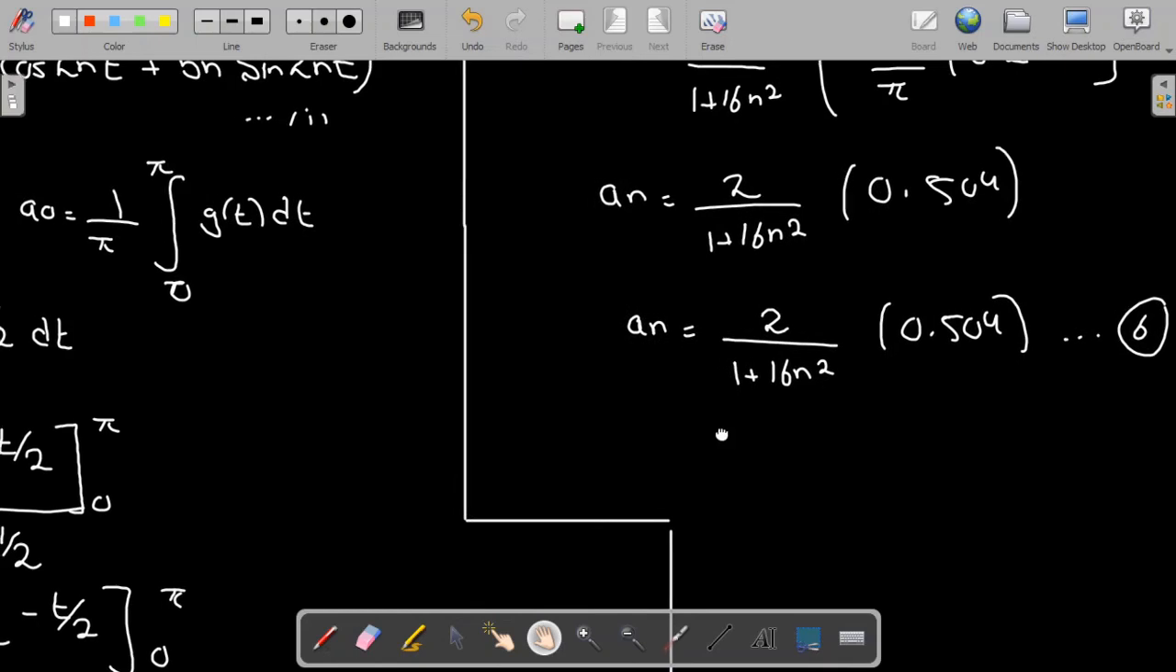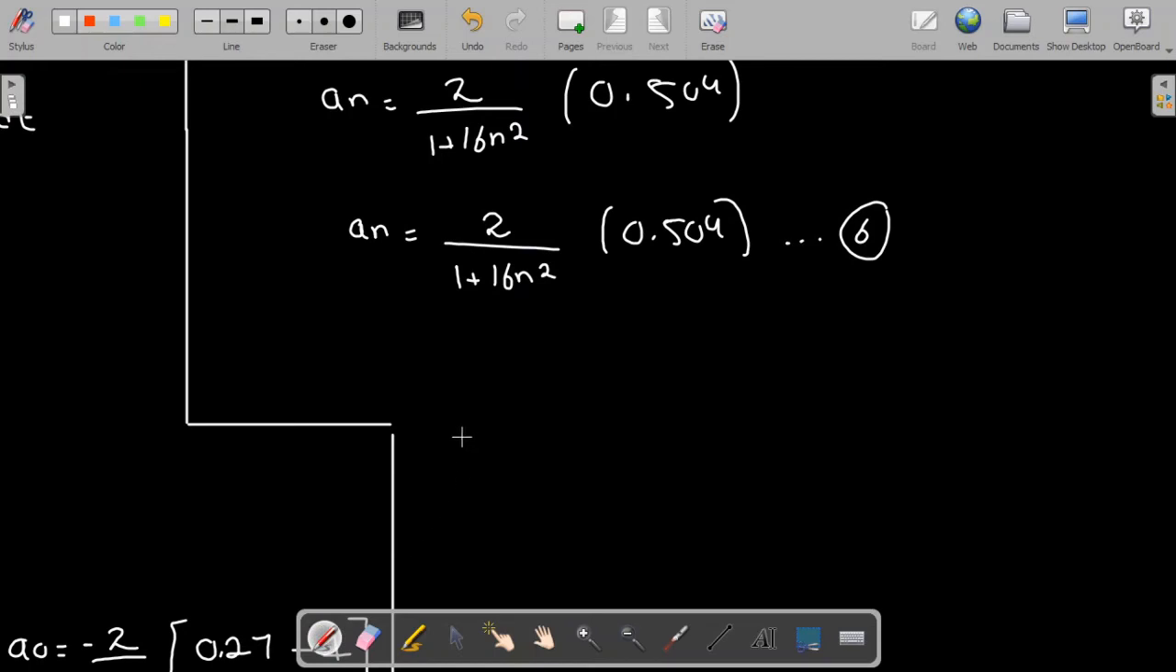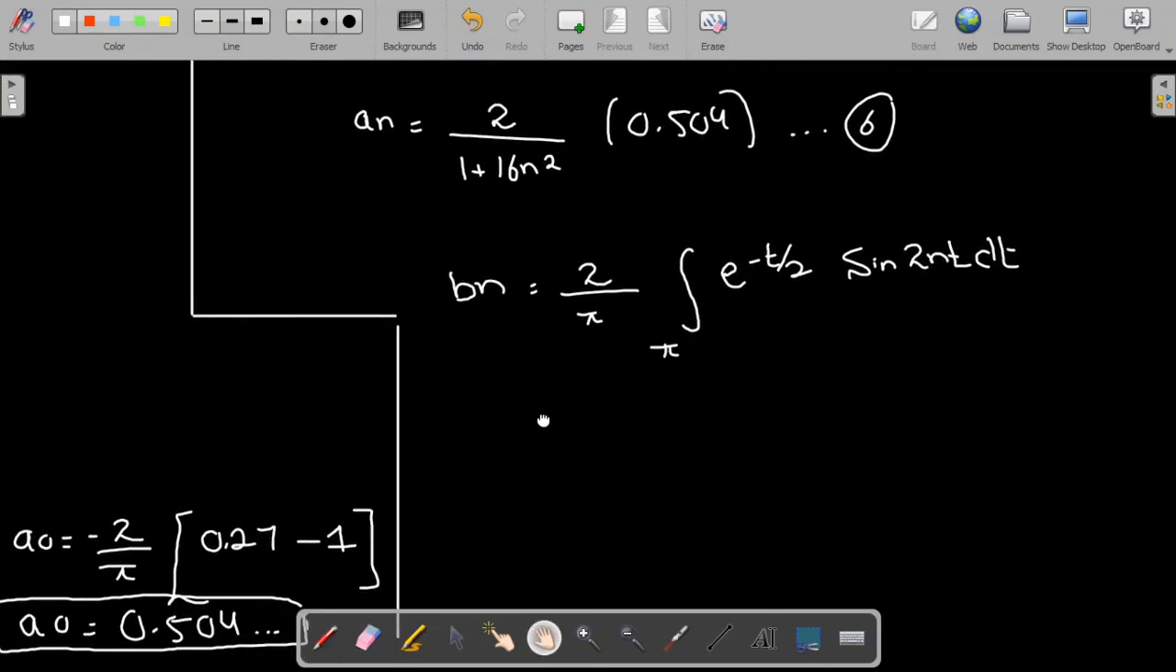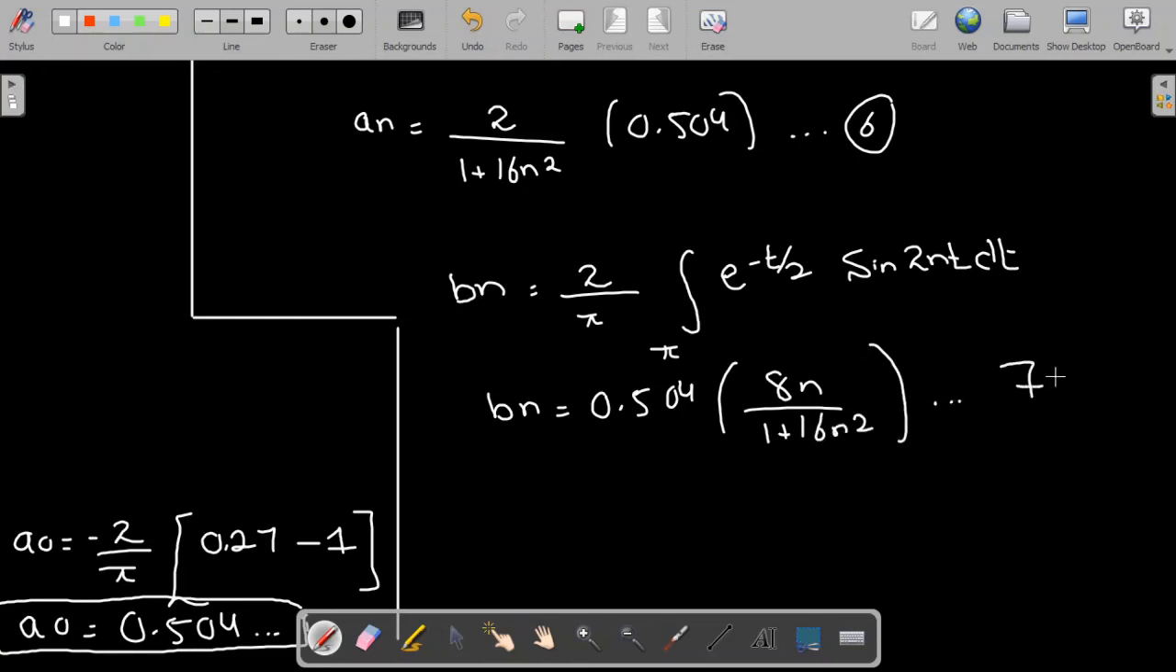So now we have solved a naught, which was 0.504, and then we have solved an. You can also solve bn. bn is equal to 2 by the time period, which is pi, integration of pi, and then we have the function e power minus 2 by t, and then we have the sine function, which is sine of 2nt dt. Now if you solve this, I'm going to write it directly, you are going to get bn is equal to 0.504 times 8n divided by 1 plus 16n square. Let me name it as equation 7.